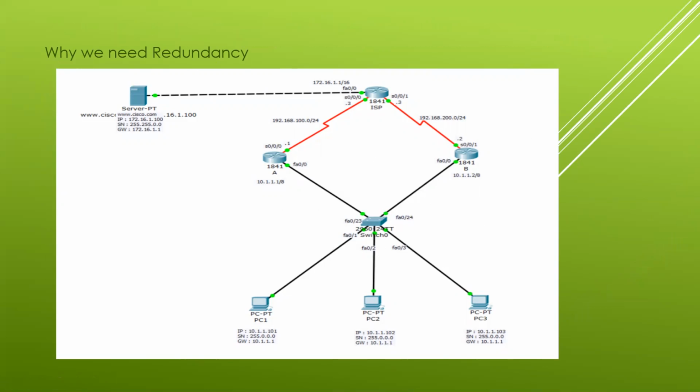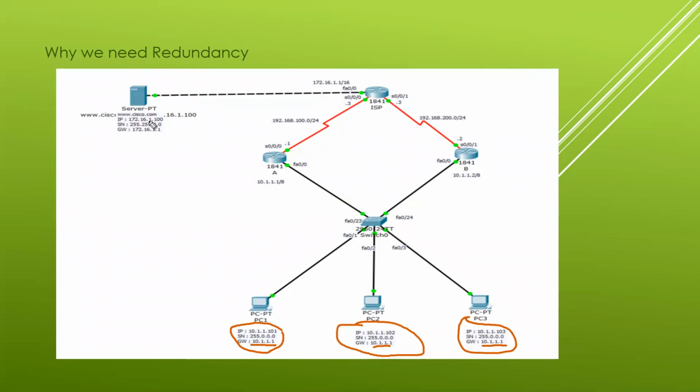So here, as we ask, why do we need redundancy? Let's assume I have three PCs with three IP addresses and a default gateway. Can you check the default gateway here? 10.1.1.1 is the default gateway. Let's assume they are all connected to this switch, and they are going to access this server, say a Cisco server or any file server.